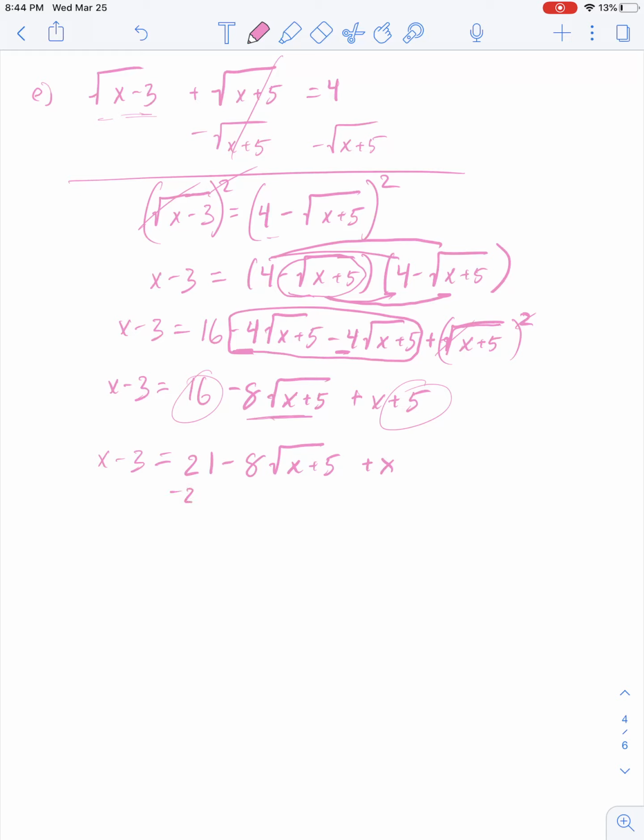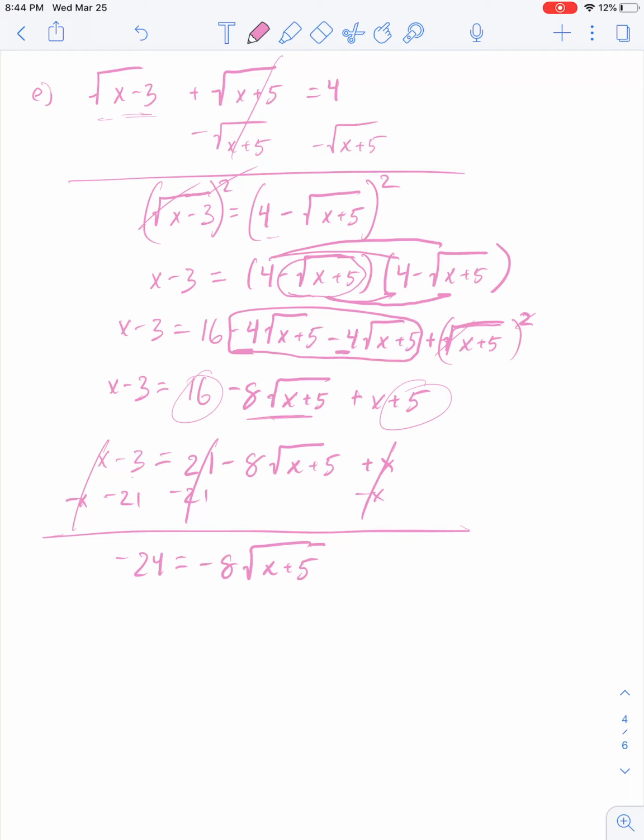Okay, now let's get rid of 21 by subtracting 21. Let's get rid of x by subtracting x. Cancels. Even here, x minus x cancels. Negative 3 minus 21 is a negative 24. That cancels. We're left with negative 8 square root of x plus 5.